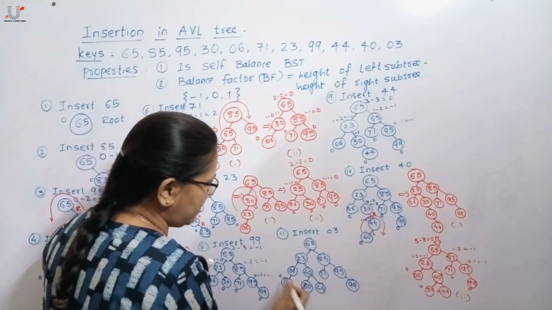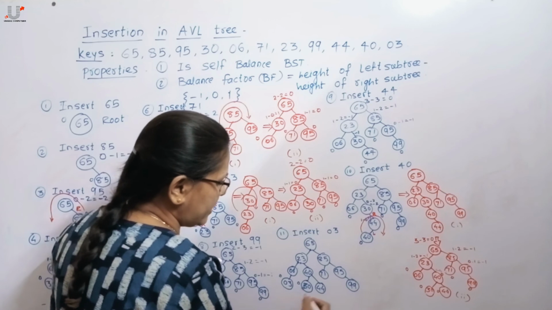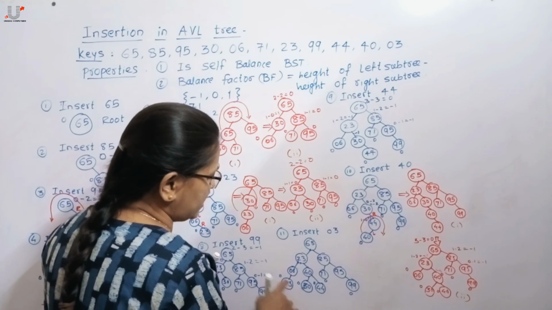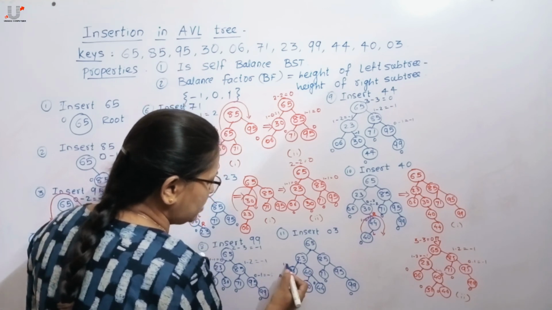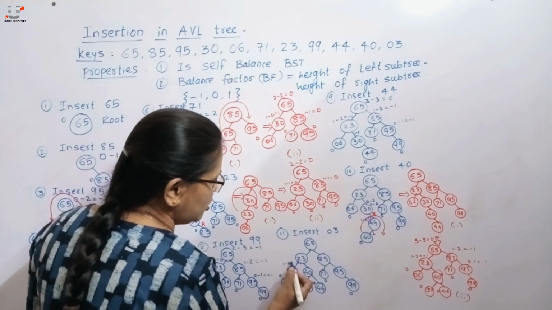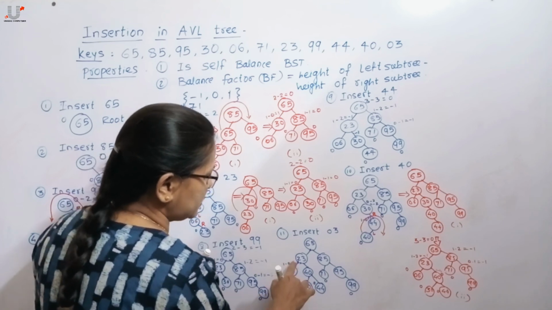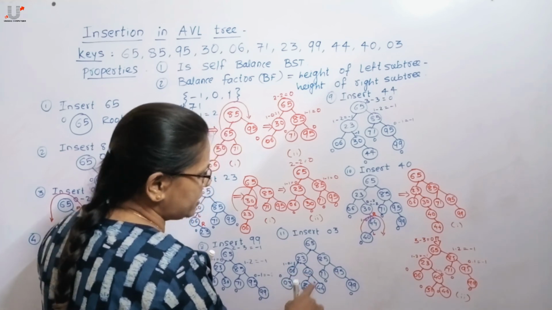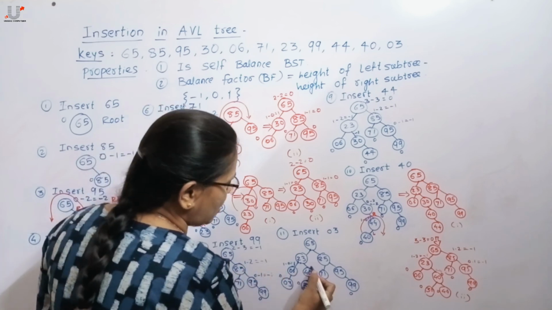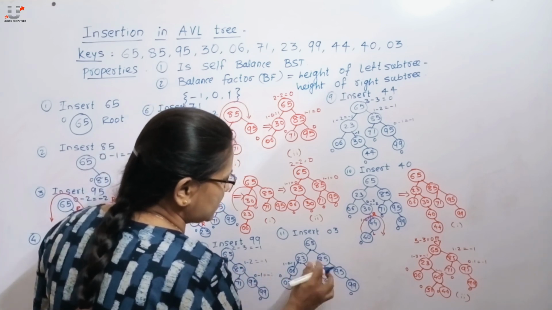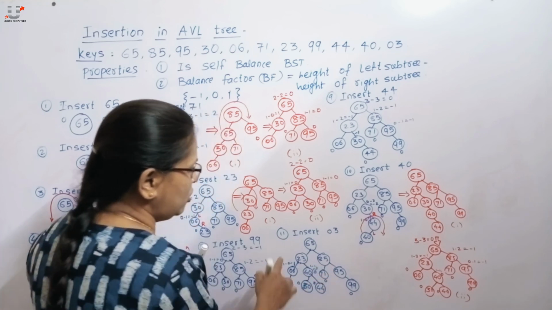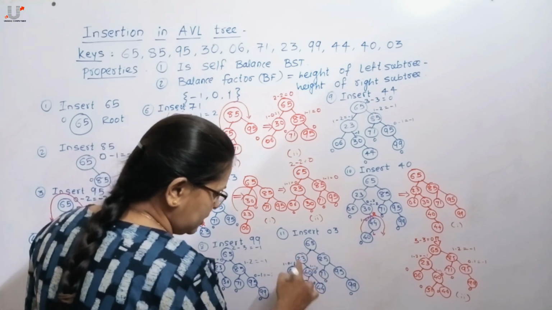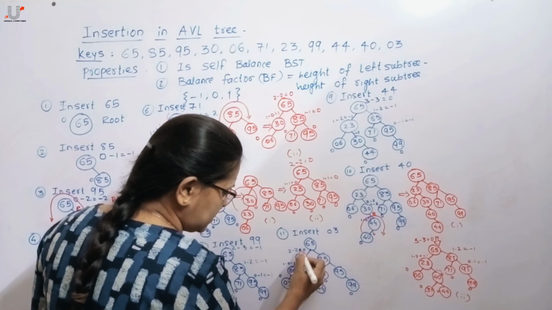After adding, find the balance factor. The balance factor for all the leaf nodes is 0. For 6, height of left minus right subtree, as only a left subtree is present, so 1 minus height of right subtree 0, so the balance factor is 1. Then for 40, there is a single left subtree and a single right subtree, so height of left 1 minus 1, the balance factor is 0. For 23, height of left subtree 2 minus height of right subtree 2, so 2 minus 2, the balance factor is 0.